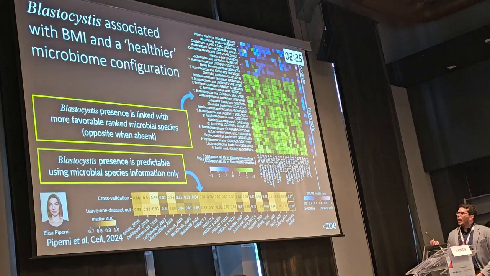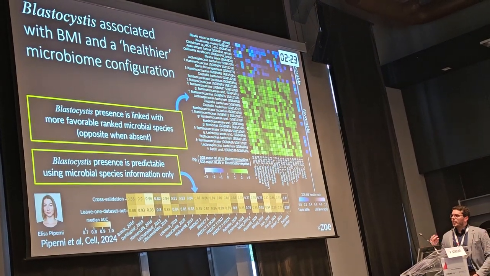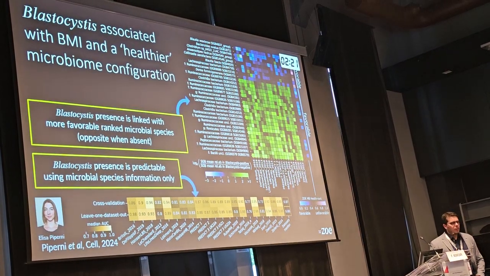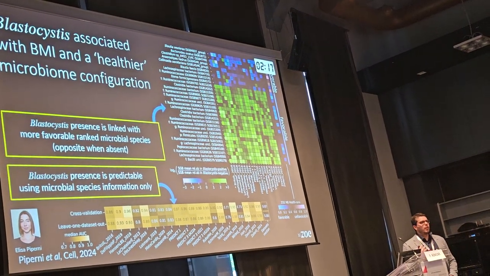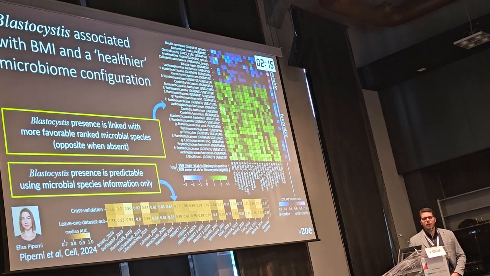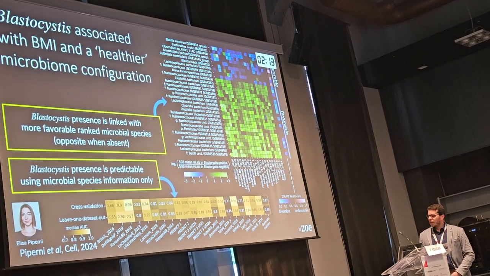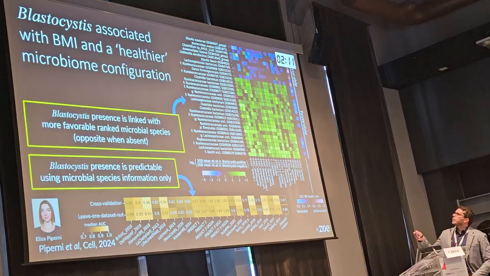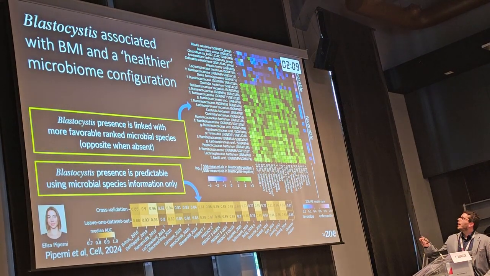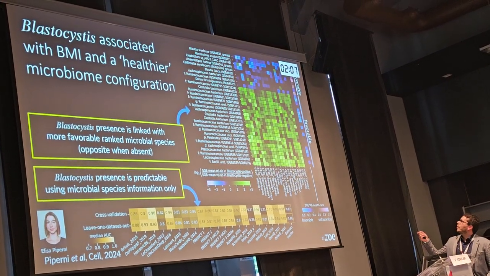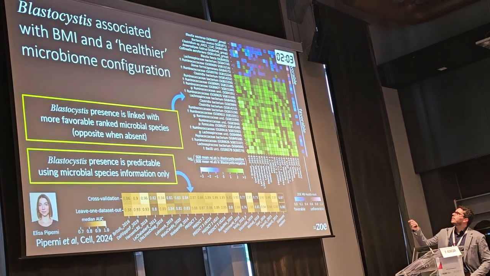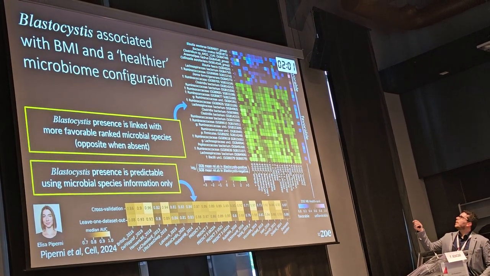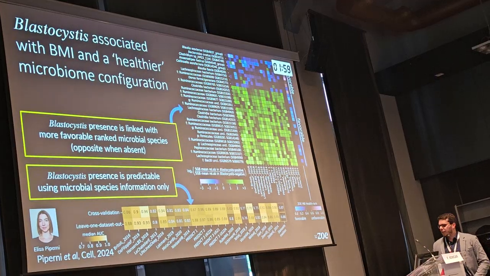And again, at the end, we like to use machine learning. So what we were trying to do is, can we predict Blastocystis presence or absence based on the microbiome composition, only looking at the bacteria and archaea fraction? And we saw that when Blastocystis is present, we usually have species here that are more favorably linked with cardiometabolic health, and when Blastocystis is absent up here, we have species that are unfavorably ranked.